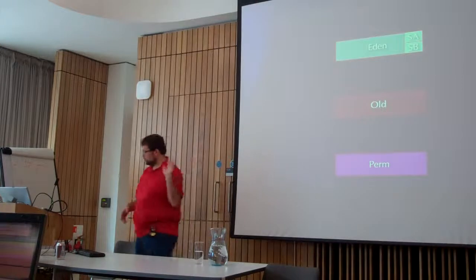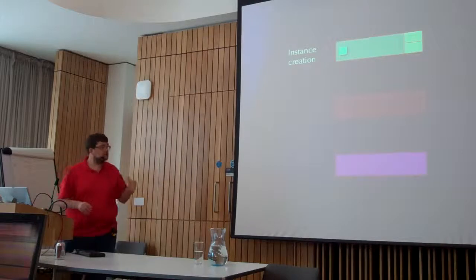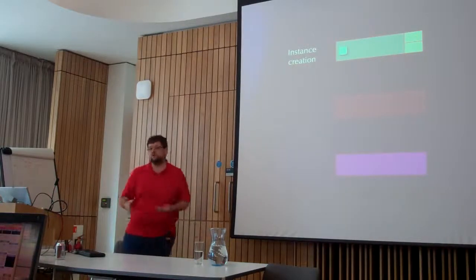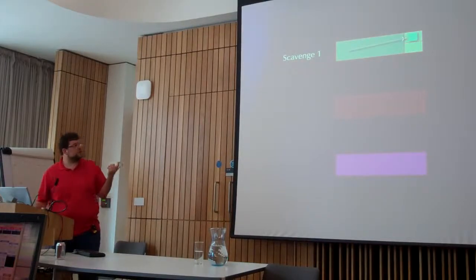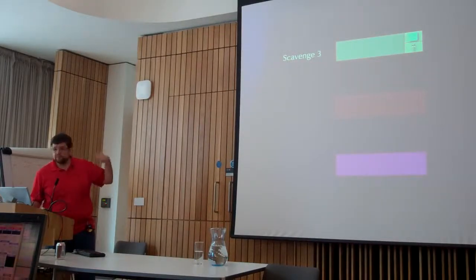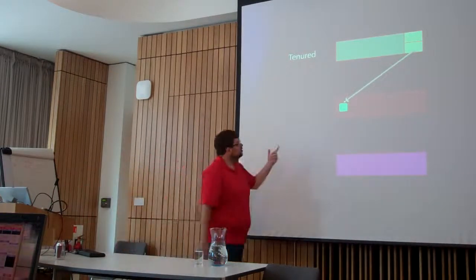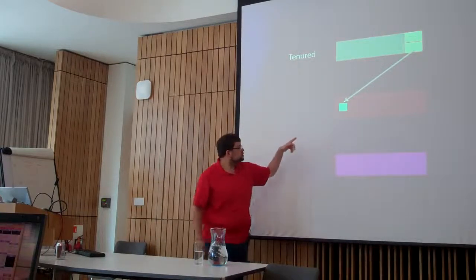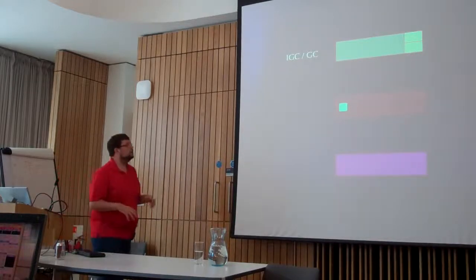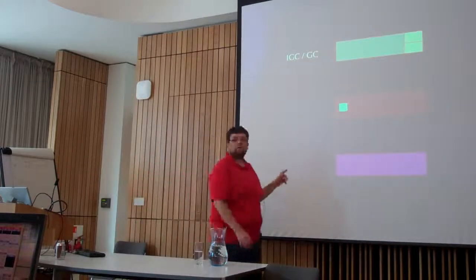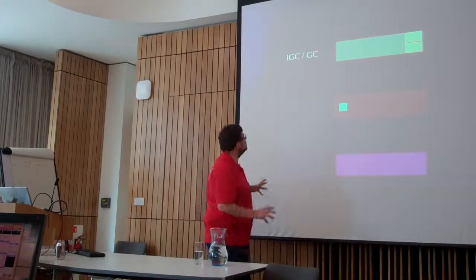Now let's take a look at some evolution of this. Let's say first you create an object that lives in Eden. Now it fills up, so in the first scavenge it goes to one of the semi-spaces. It gets scavenged again, and eventually it gets tenured. Now, how do we get rid of garbage there in old space? There's another garbage collector, a mark-sweep collector, and there are two varieties, an incremental one and a stop-the-world one. They serve different purposes.